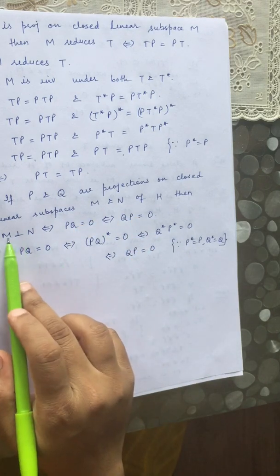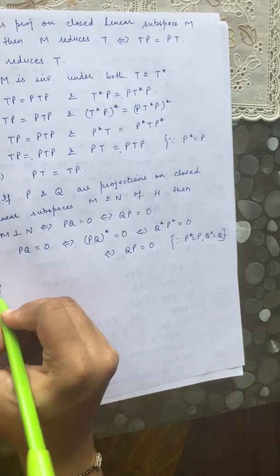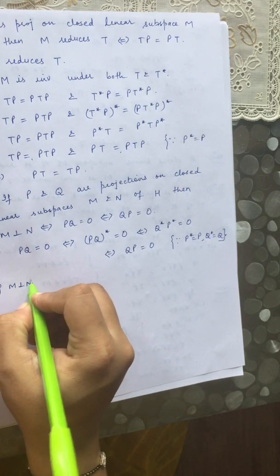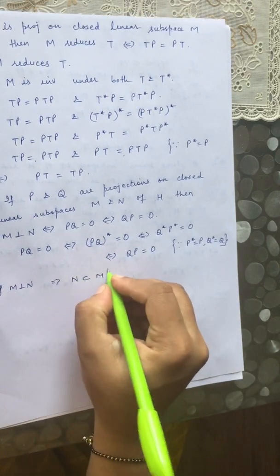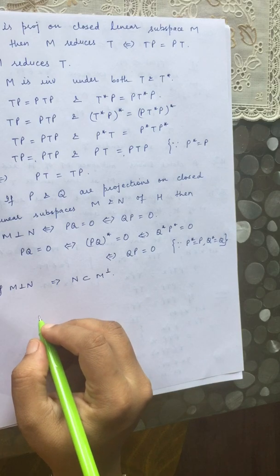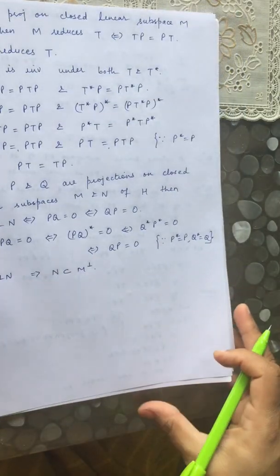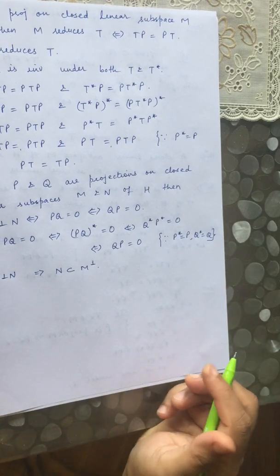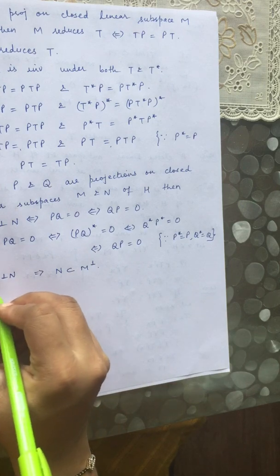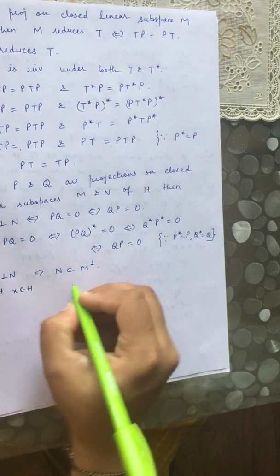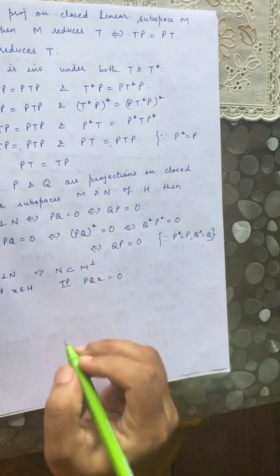Now we will prove that M is perpendicular to N if and only if PQ is 0. So firstly we assume M is perpendicular to N. If M is perpendicular to N, then N is contained in M perp. Then we have to prove PQ is equal to 0. That means we want to prove for any x in H, PQ of x is 0. So let any x in H, we want to prove PQ of x is 0.